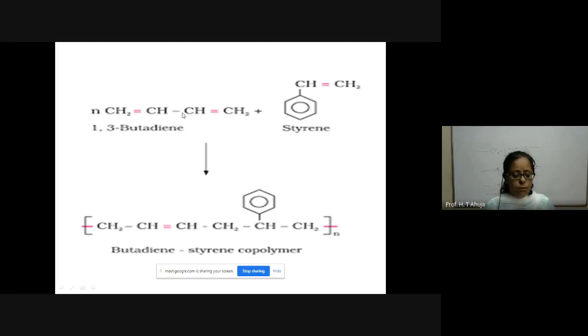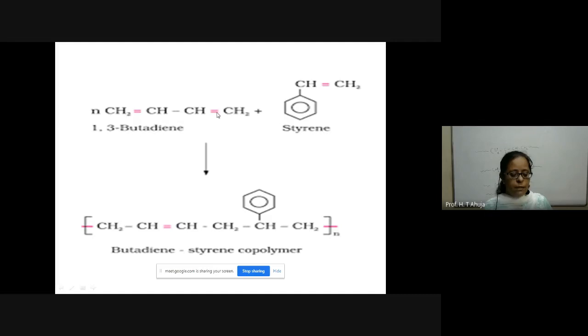Now these bonds are broken. In the case of 1,3-butadiene, both the bonds are broken, and in the case of styrene this bond is broken, and here the carbon atoms each carry a single electron, and a double bond is formed between these two carbons. So you can see in red I have shown you in the product, this double bond is formed by the single electron of this carbon and this carbon.